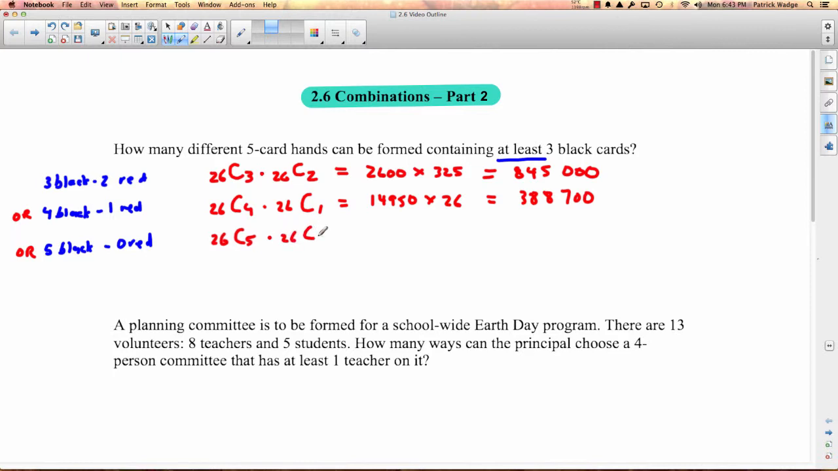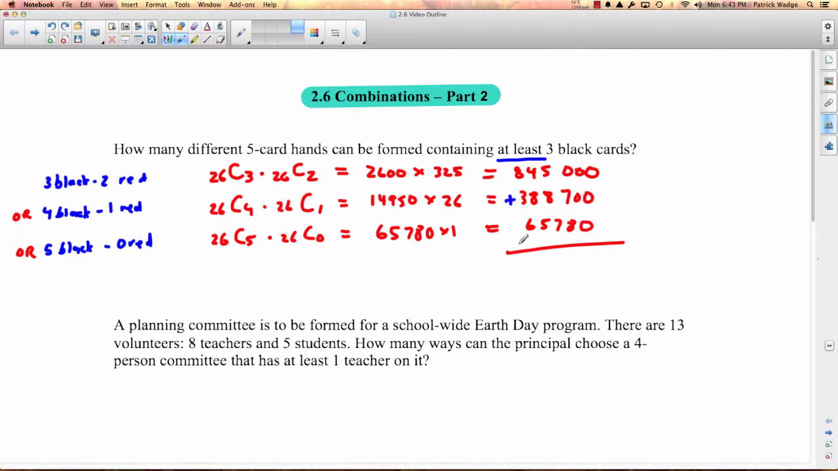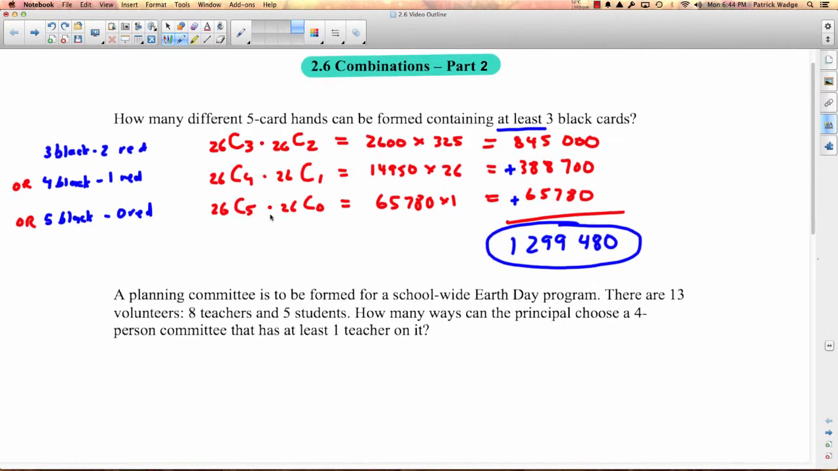And finally, if it's choosing all black, it'd be 26 choose 5, and then you'd have no red, so it'd be 26 choose 0, or you can just ignore this step because 26 choose 0 is just 1. So 26 choose 5 is 65,780 times the 1, so you still have 65,780. And remember, you are going to add these 3 amounts together, and if you do that you get your final answer, which is 1,299,480. This is how many different 5-card hands there are which have at least 3 black cards. They could have 3 black cards, 4 black cards, or 5 black cards.